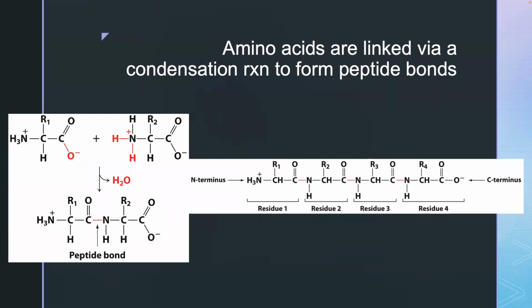And the C-terminus will have a carboxylate group, and again, that can be charged as well. So the charging of these groups will depend on pH and pK. As we start to think about naming these polypeptides, if you have 2 amino acids linked together, you have a dipeptide, 3 would be a tripeptide, 4 a tetrapeptide.